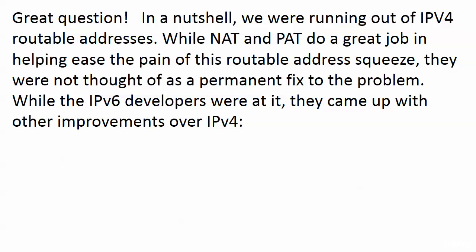Now, as far as why we needed version 6 in the first place, or what was wrong with version 4, well, in a nutshell, the main reason is that we were running into IP version 4 address exhaustion, which is a fancy way of saying, hey, we're running out of routable addresses. Now, NAT was really developed as a quick fix for that. It was not thought of as a permanent fix to the problem, and it was not thought that it was going to get as big and as prevalent and still be around at this point, but it is. But again, it was not thought of as a permanent fix to the issue. And that wasn't the only thing, though.